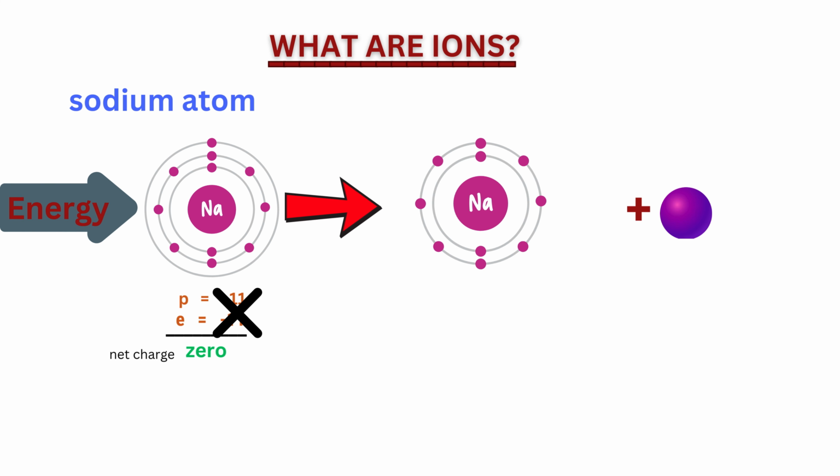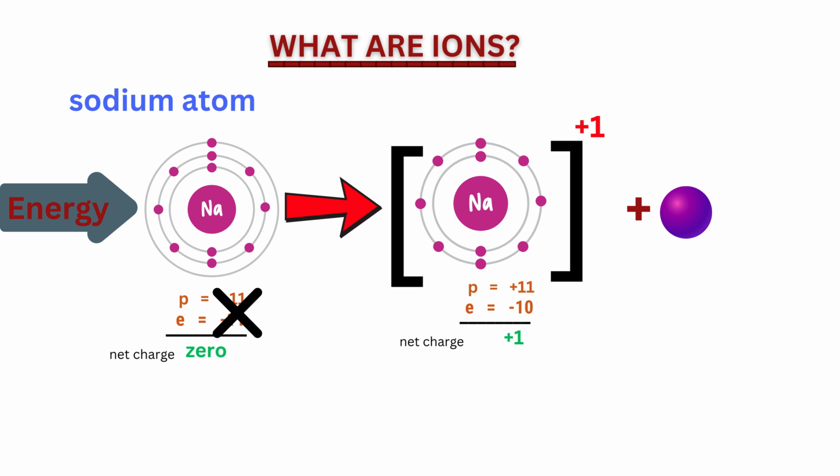Now, if I count the total number of electrons and protons in the sodium atom, I will get protons equal to positive 11 and electrons equal to -10 because the sodium atom lost 1 electron. Now, positive 11 and -10 gives positive 1. Net charge is positive 1. So now sodium is a charged particle.